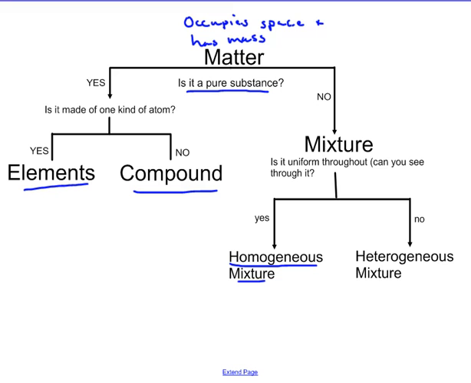But if not, a heterogeneous mixture would be something where you can see that there are two different things at least, or you can see smoke and air. You could see the particles floating through the air, or sand and water. You can see the particles, or even milk and water. You can't see through it.